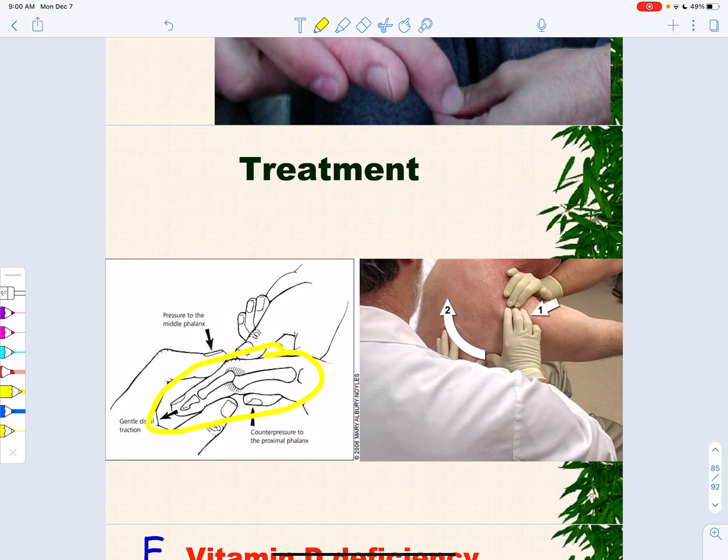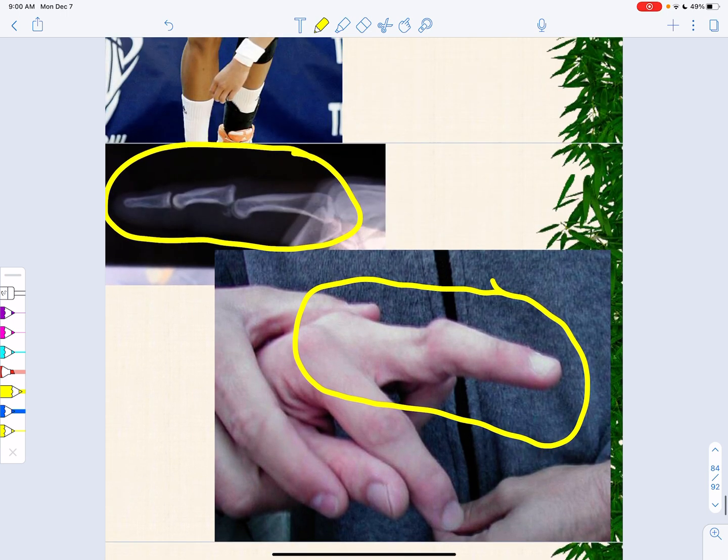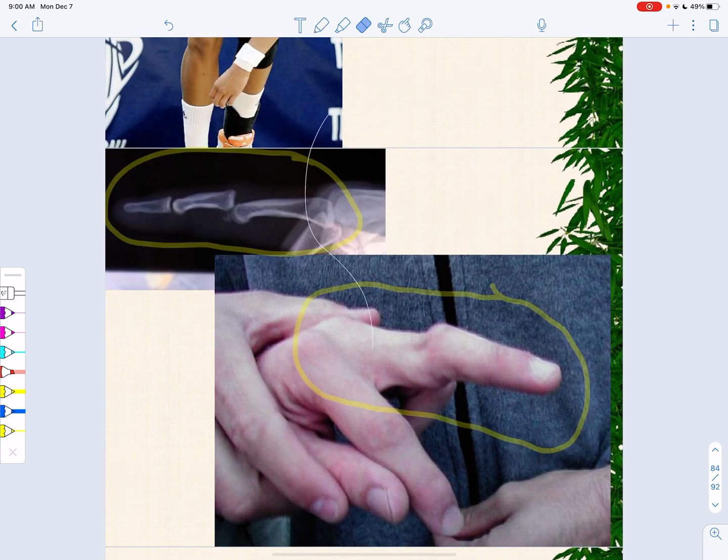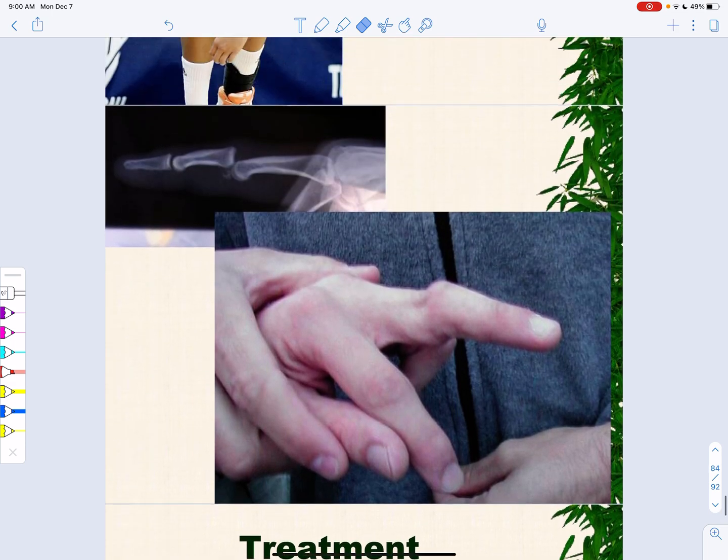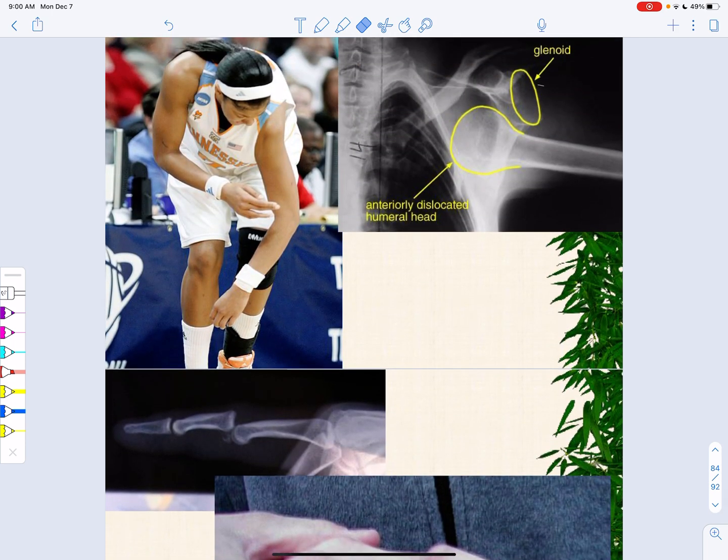When that happens, you can end up with strained and sprained ligaments. All right, so that's a secondary problem that can happen with dislocating something, is the ligaments that hold everything in place can become strained.